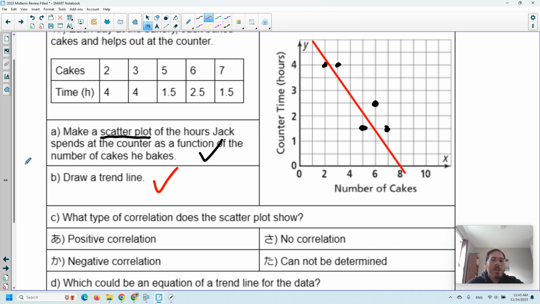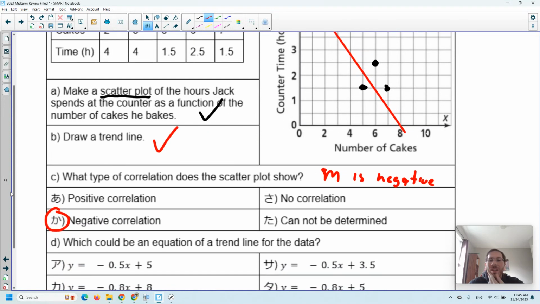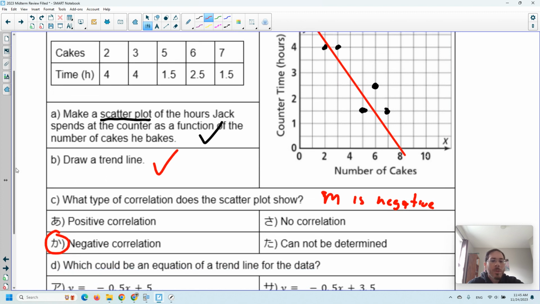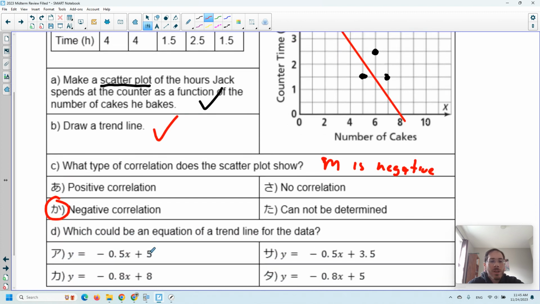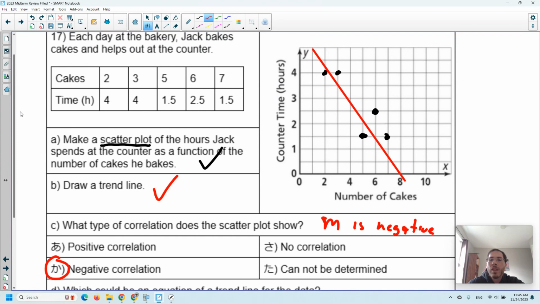What type of correlation does the scatter plot show? Well, we can see that the line has a negative slope, so we're going with negative. What could be an equation for the trend line of the data? It looks like if we kept going, we'd be somewhere up around 5, maybe a little bit more than 5. So it could be this one, could be the 8, definitely not the 3.5. The y-intercept is definitely not near that.